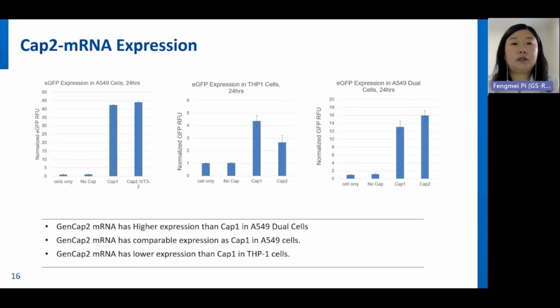And we also studied how the Cap2 RNA expressed compared to Cap1 mRNA. As you have seen before, our Cap1 mRNA made here has a very high level of expression compared to others, and we could reach the same level of expression with the Cap2 mRNA here as well. But its expression in cell lines is slightly different. We have observed the Cap2 RNA has a slightly better expression in the A549 dual cells, which are more responsive to the immune factors, and it has a lower expression in the THP1 cells in this experiment.